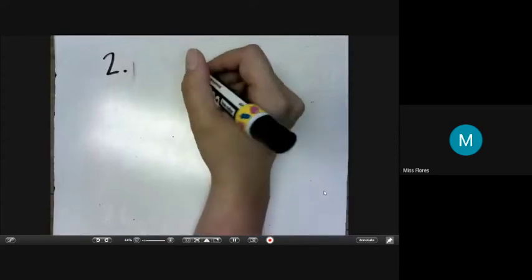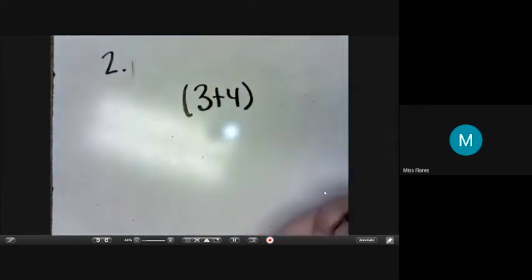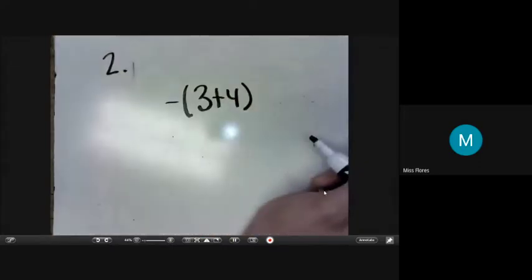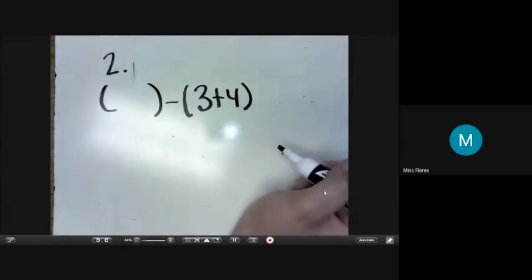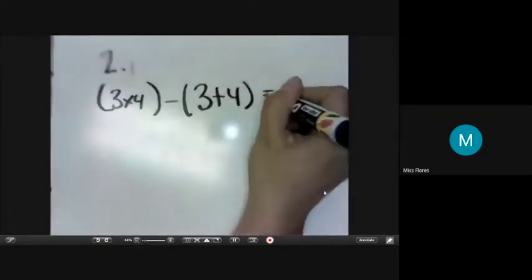All right, number 2, it says when the sum of 3 and 4 is subtracted from the product of 3 and 4, what is the difference? Okay. All right, so it says the sum of 3 and 4 is subtracted from the product of 3 and 4. Okay, what is the difference?